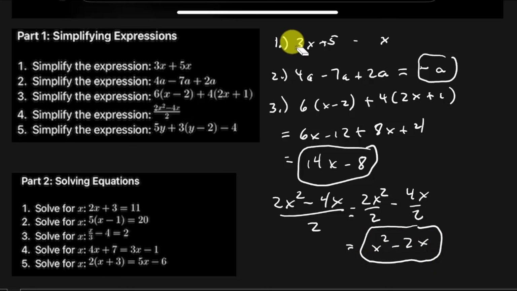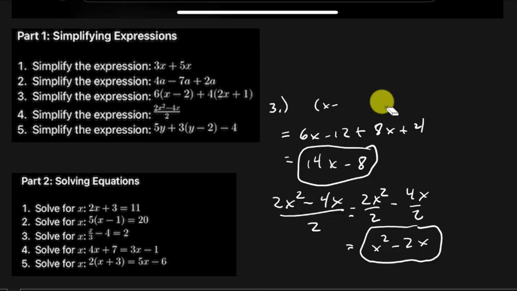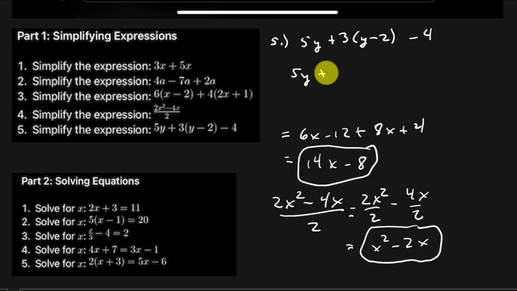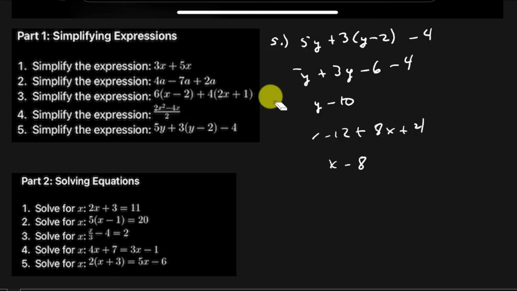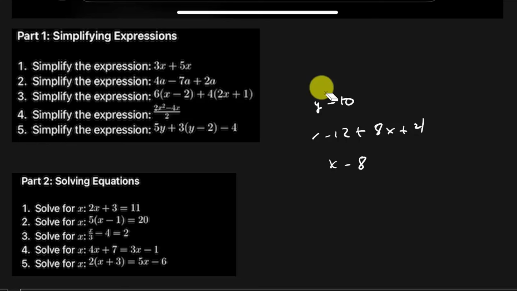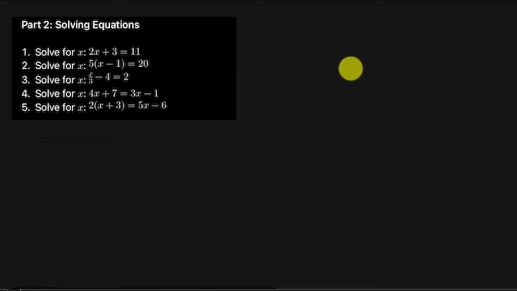Okay. Let me erase this up here so we can work the last problem. This is number 5. We got 5y plus 3 times (y minus 2) minus 4. So that's 5y plus 3y minus 6 minus 4. So that's going to be 8y minus 10. And there's the first five. Hopefully all of you would think this is pretty easy. Some of you that are watching may think it's a little more difficult if you're just starting in algebra. All right, so now we've got some equations to solve.